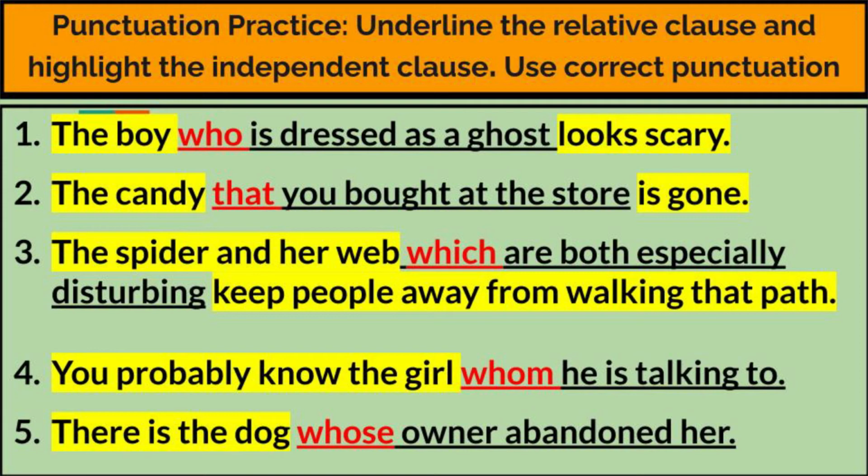Let's look at number 4. You probably know the girl whom he is talking to. That relative clause is essential and therefore has no comma. And the last one. There is the dog whose owner abandoned her. Once again, that relative clause is essential, so therefore has no comma.